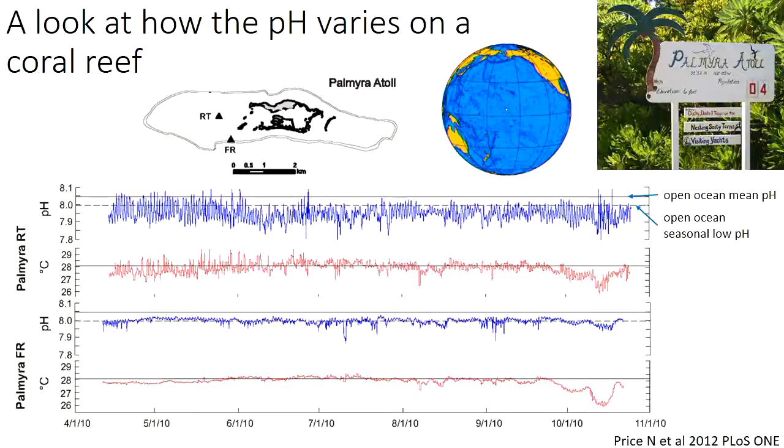And the other thing that's really striking in these data is that there's a lot of variability, up and down, up and down. And it looks quite regular. And that's a day-night cycle. So on this coral reef, we have processes that are changing the pH quite dramatically on this day-night cycle.